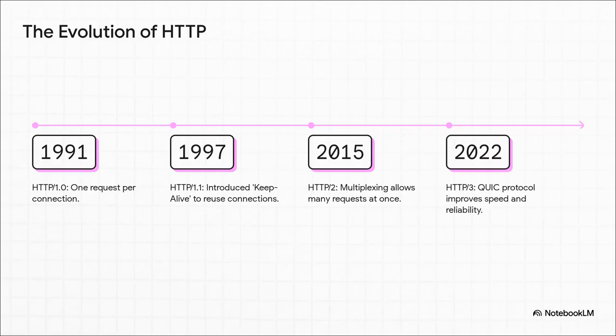So we start way back in 1991 with HTTP/1.0. Super basic. You want something, you open a connection. Done. Then, in '97, we get HTTP/1.1, which introduced the Keep-Alive connection, a huge deal at the time. Then we fast forward quite a bit to 2015 for HTTP/2 and its killer feature, multiplexing. And most recently, HTTP/3, which kind of rebuilt the foundation with something called QUIC.